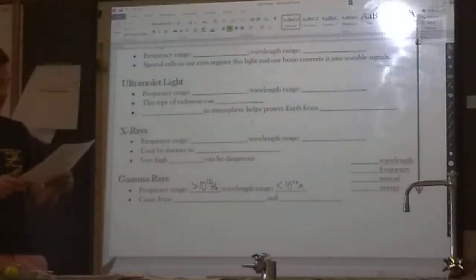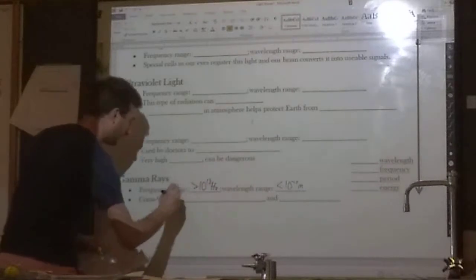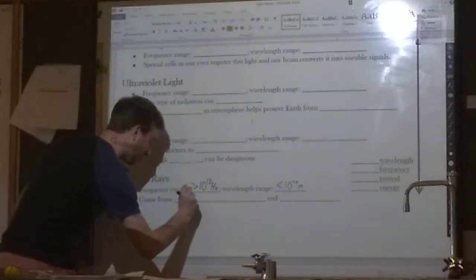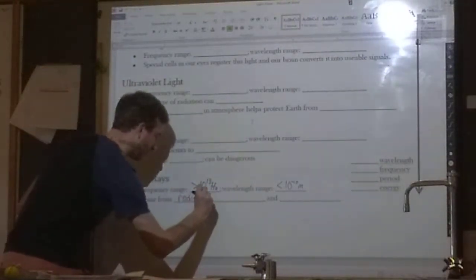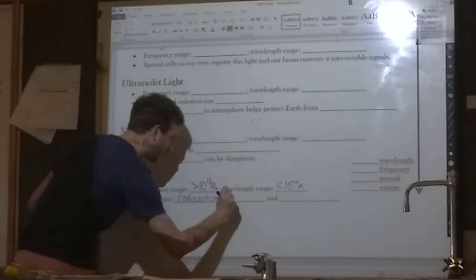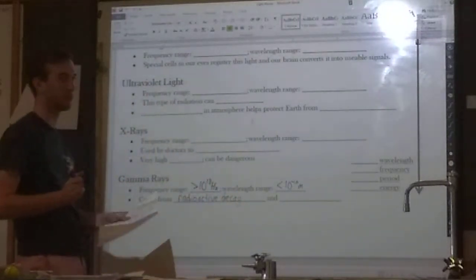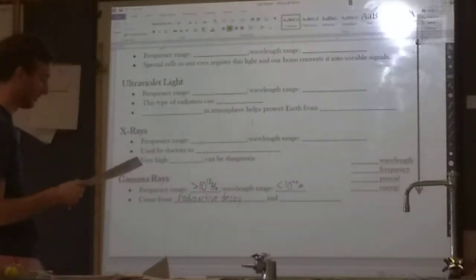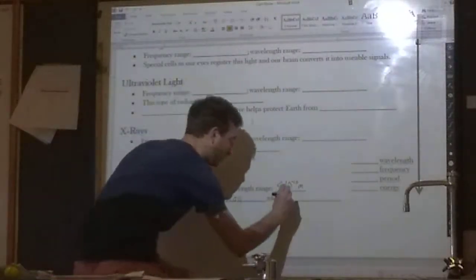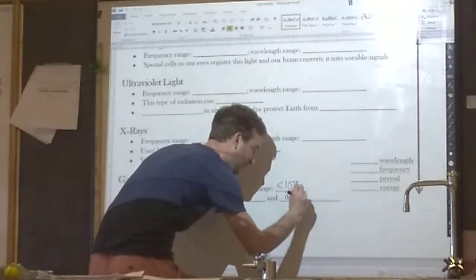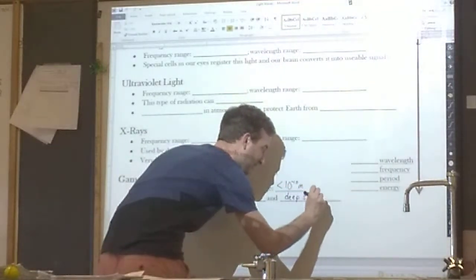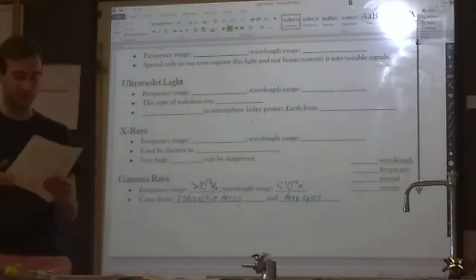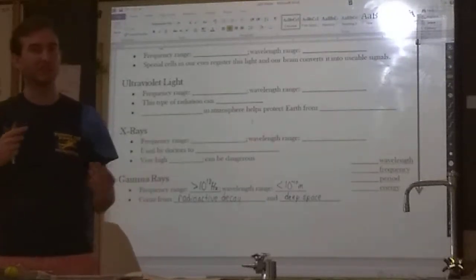The two places you need to know about that gamma rays come from, and this used to be in the physics curriculum, and it will be in a couple of years. They're going to bring this back. But radioactive decay releases gamma rays sometimes when you have elements changing into other elements. That releases gamma rays. And also, gamma rays come from deep space. Certain events that happen in space cause gamma rays to be emitted. And those are the two places gamma rays come from.